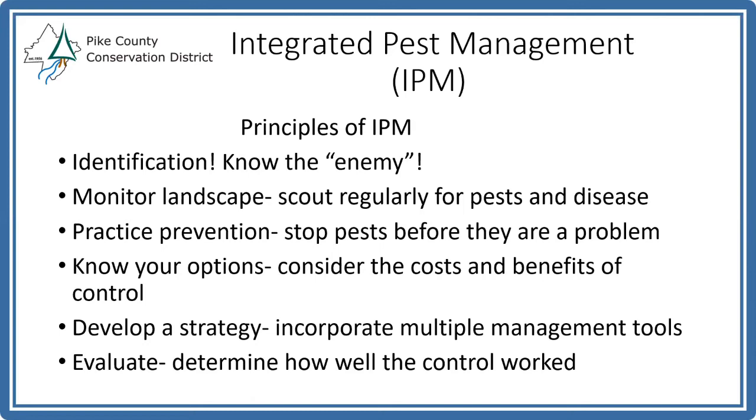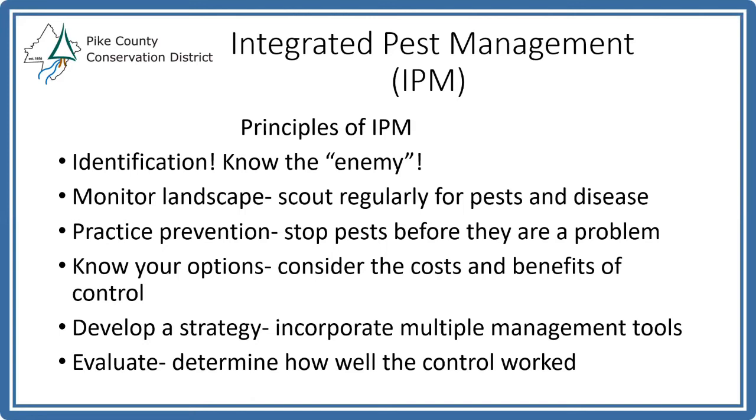So some of the principles of IPM are: 1, identification. Know the enemy. Is it a problem? Is it not a problem? Is it something I can live with? Do I need to treat for it? And a good way to know these things is to monitor your landscape. And that requires you to go out and scout for pest and disease.